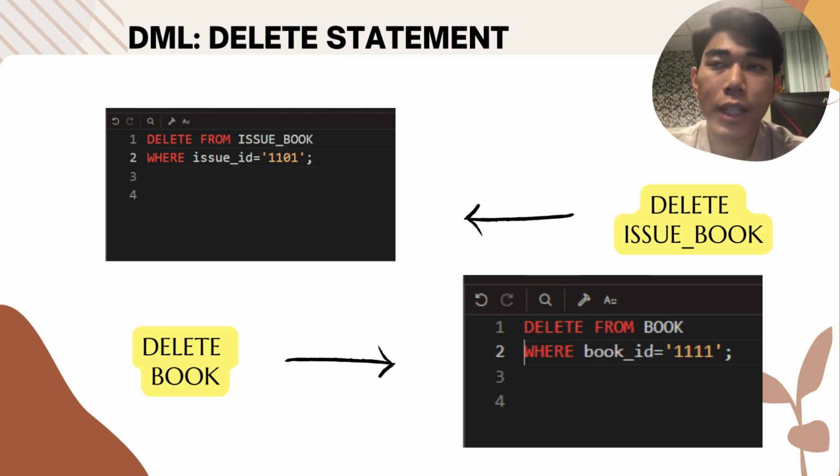So if a student wants to borrow a book but then cancels it, this is the code for it, where it will delete from issue book where issue ID is a certain ID. And the other example is delete book, where the admin wants to dispose of a book that is not popular or is not picked anymore. So this is the code for the admin to delete the book, which is delete from book where book ID is etc. Okay, that's all from me.